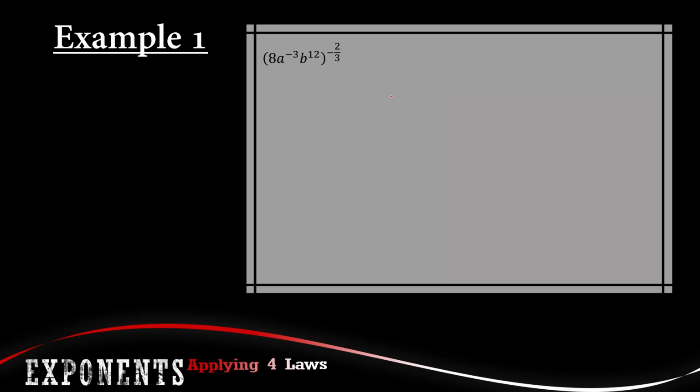Right, now the first example looks as follows. Now we can see that this looks like the law where we have to multiply the exponents. But before we do anything, if you have a bigger number or any number and you're working with exponents, always put it in its prime factors, because then it's in its exponential form and you can apply the laws to it. So this is 2 to the power of 3, and then a to the power of negative 3, b to the power of 12, all to the power of negative 2 over 3.